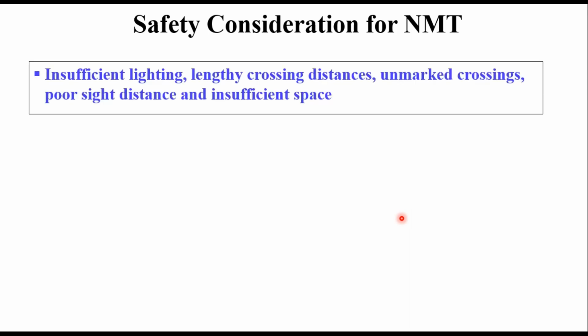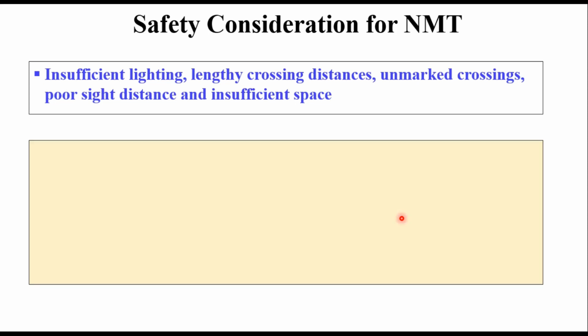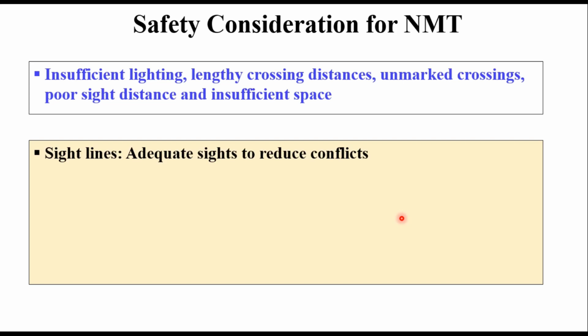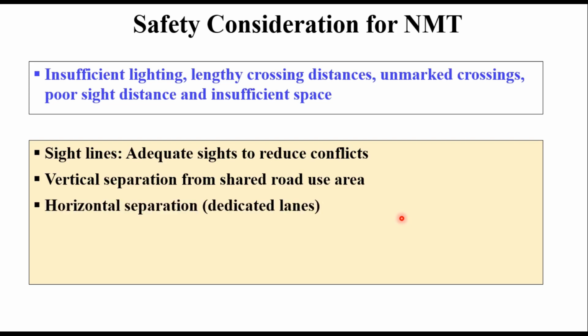Integration of bicycles with other modes of transport is the key to a sustainable transportation system, and the common safety issues for an NMT network are insufficient lighting, lengthy crossing distances, unmarked crossings, poor sight distance, and insufficient space. The factors of safety considerations in an interchange are sight lines, and therefore adequate sight should be provided, and that can reduce the conflict. Vertical separation from shared road use area, horizontal separation, that is dedicated lane for bikes, and collision control and priority traffic.